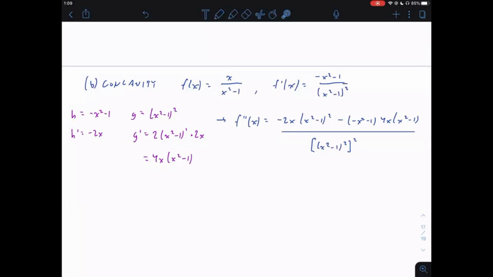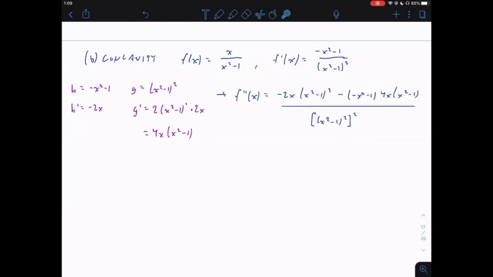Now, for the top, we can distribute this whole thing, combine like terms, or let's try to find some shortcuts here. Look at what we have between these two sets of terms. We have negative 2x times x squared minus 1 squared. And for the second term, we have negative x squared minus 1 plus 4x times x squared minus 1. Look at the binomial these two have in common. These two sets of terms have an x squared minus 1 in common. So let's not distribute here.